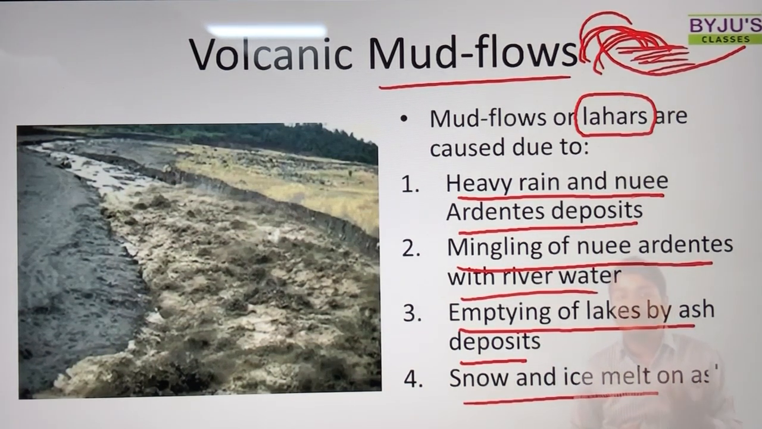So volcanic mud flows, how are these formed? Heavy rain, river, lake or snow and ice melt. The simple form: water, when it mixes with ash, forms mud flows.